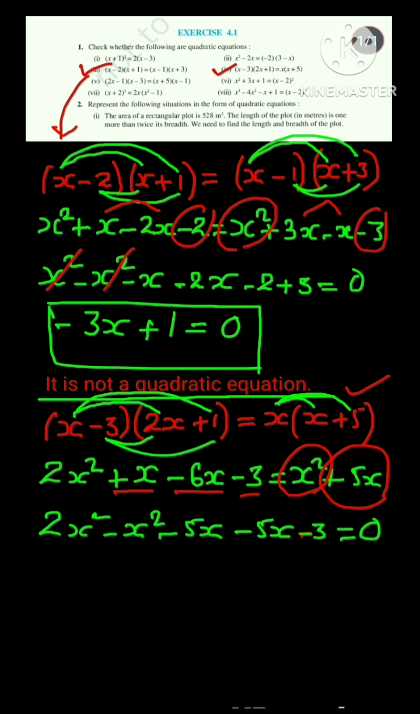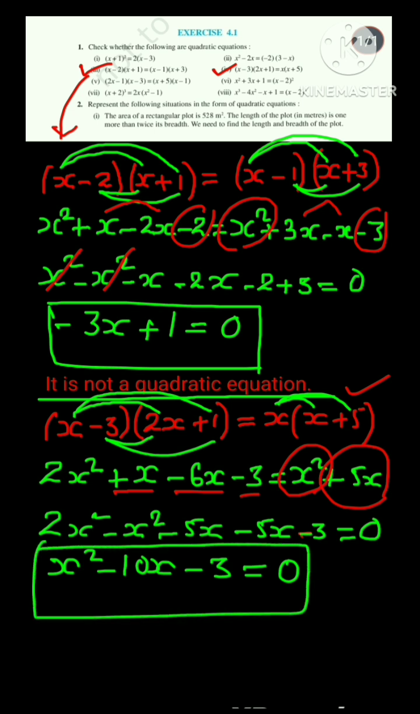0. Now 2x square minus x square, we obtain 1x square, and minus 5x, after adding we obtain minus 10x, and this minus 3 as it is equal to 0. And here the degree of this equation is 2. So in answer we can write it is a quadratic equation.